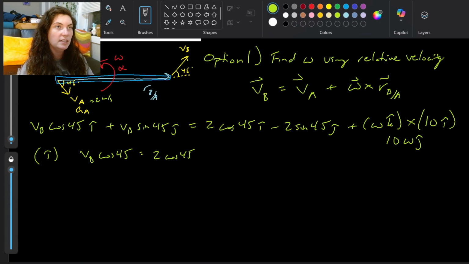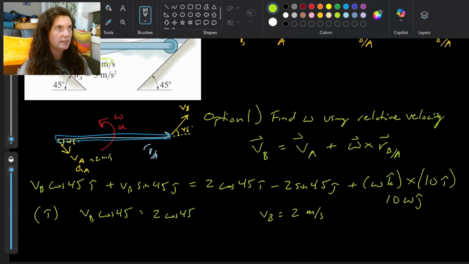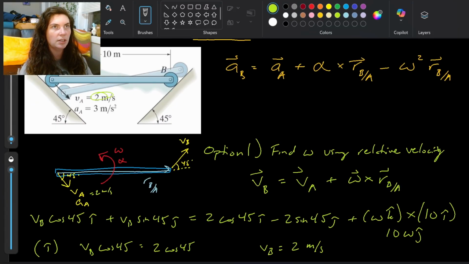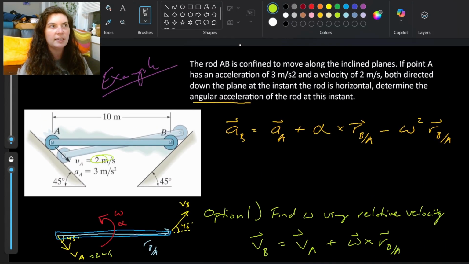So that might be the easiest equation we've seen so far. That tells us that VB is 2 meters per second. And that kind of makes sense to us, right? With the 45 degrees, with this bar being symmetrical, it makes sense that if VA is going down by 2 meters per second, then at this instant, B would be going up the incline by 2 meters per second.